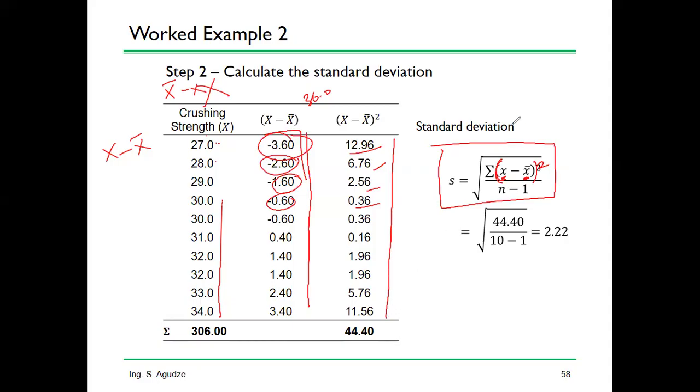Then the formula was saying summation of what? X minus X bar squared. So we sum all this and we get 44.40. So our n is what? 10, isn't it? So this is 44.40 over 10 minus 1, then the root. And this answer might be in Newton per mm squared, right? So this is the standard deviation. Are we okay? This is a very simple computation. So this is the standard deviation.